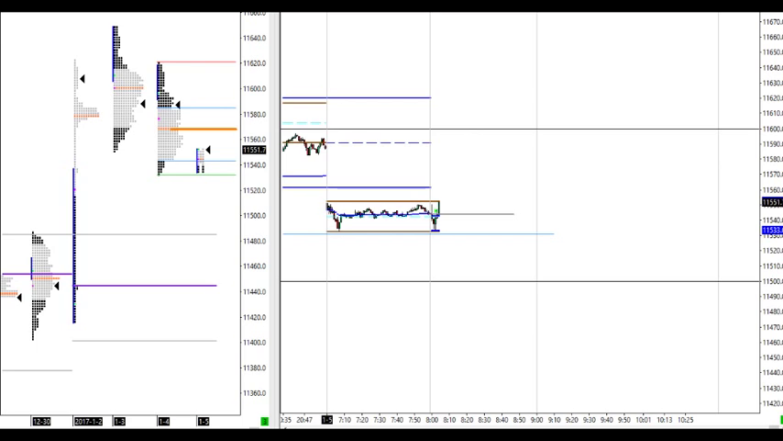You can see now testing the initial balance high. We need to see entries at 46 here. We need to see if we flash up towards the gap fill here.